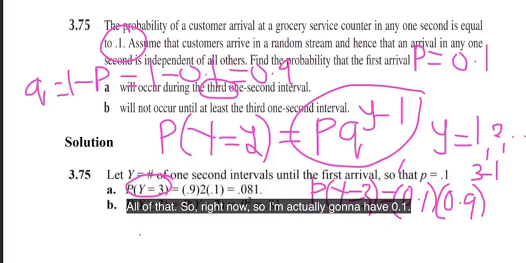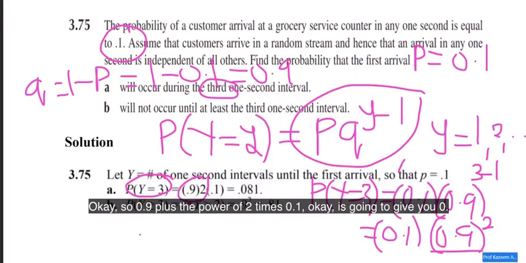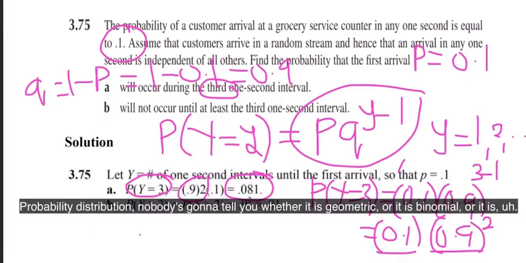So right now I'm going to have 0.1 times 0.9 raised to power 2. So 0.9 raised to power 2 times 0.1 is going to give you 0.081.